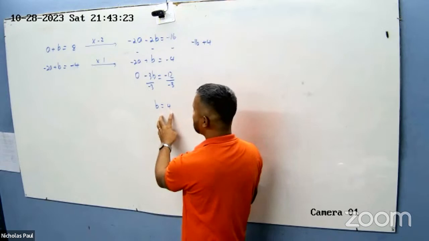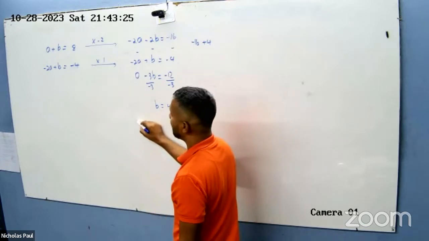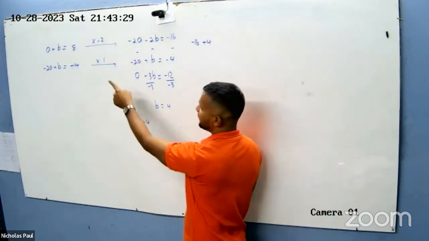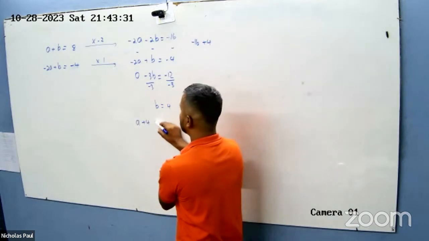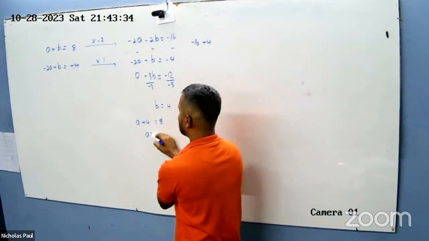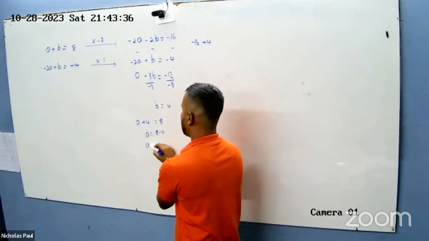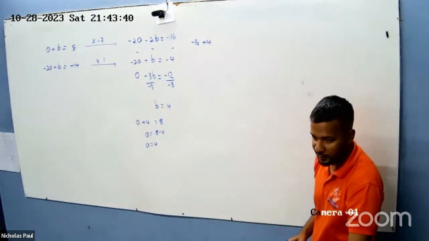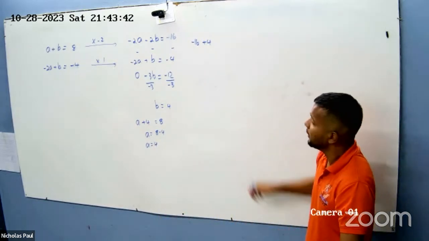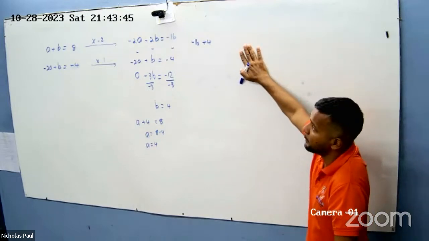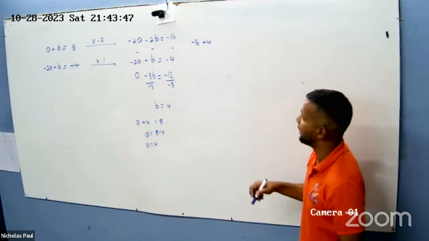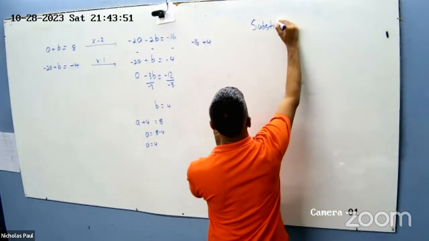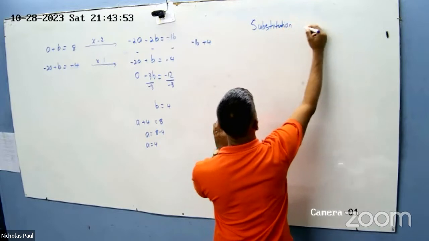So B is 4, and then all you have to do now is go back to the first equation and put B is 4. A is 8 minus 4. So the answer is A is 4, B is 4. Okay, so that was the elimination method that we did last week. Today, I am going to show you the next method, called the substitution method.